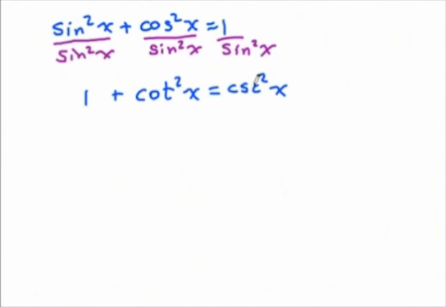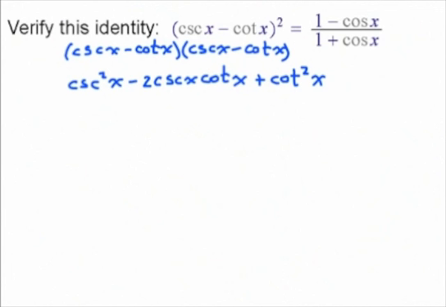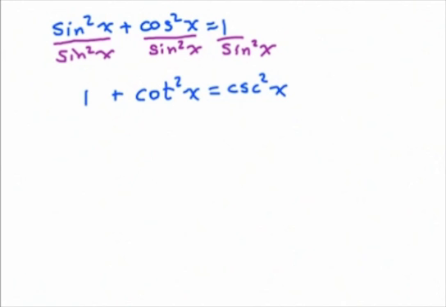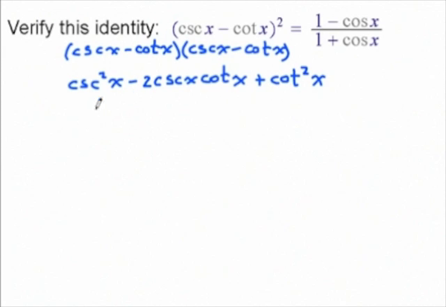Alright, so I can always replace cosecant squared with 1 plus cotangent squared. Well, would that help us? I don't see that helping us that much. So I'm just going to go on the way and see what happens. I'm going to change everything into sines and cosines.